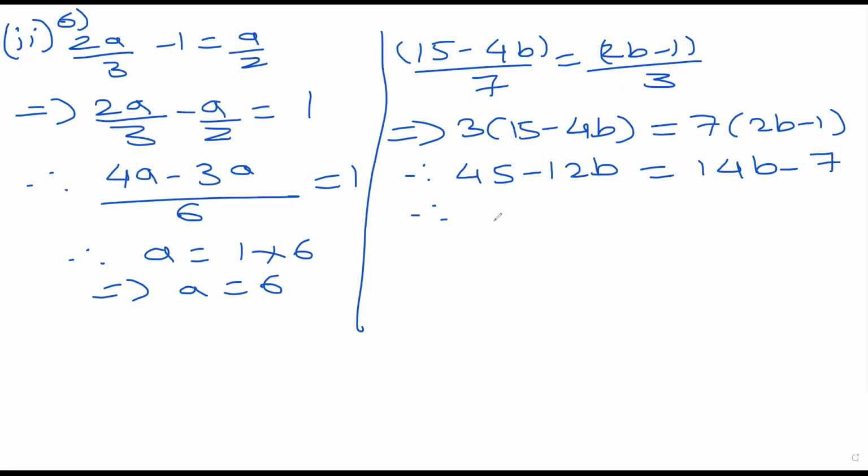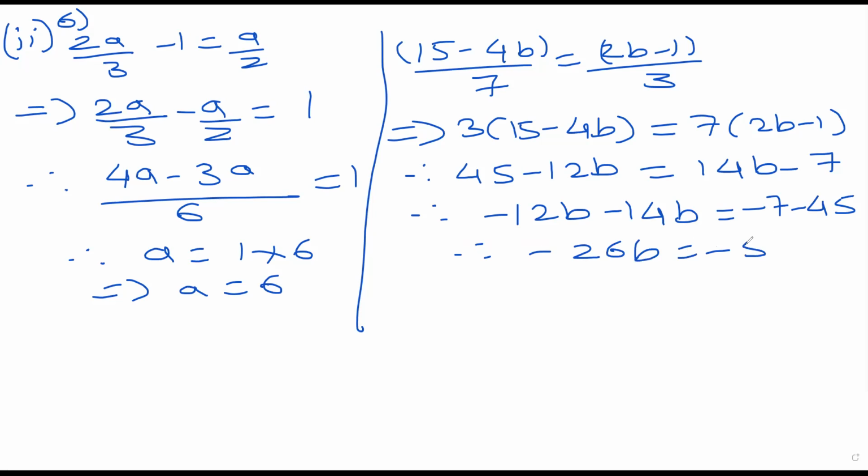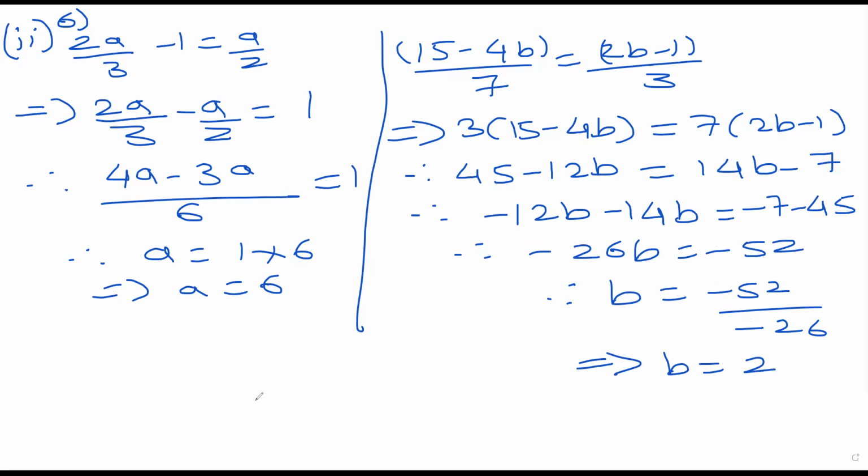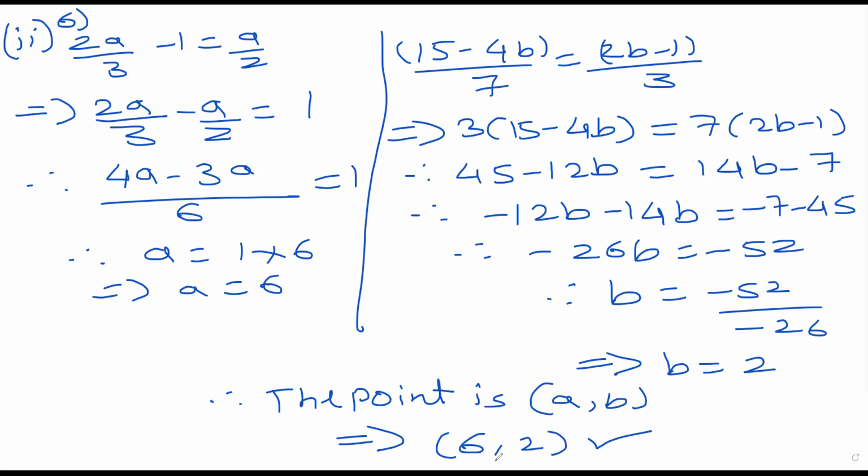Correct. So what we will do, you will bring b on one side and the numbers on the other side. So you get minus 26b is equal to minus 52. That means b is equal to minus 52 upon minus 26. This means b is equal to 2, right? So what is the question? Find the coordinates of the point. So therefore the point is a comma b. See, what are the coordinates? A comma b, right? That means the coordinates of the point are 6 comma 2. That's all. You have to write the coordinates.